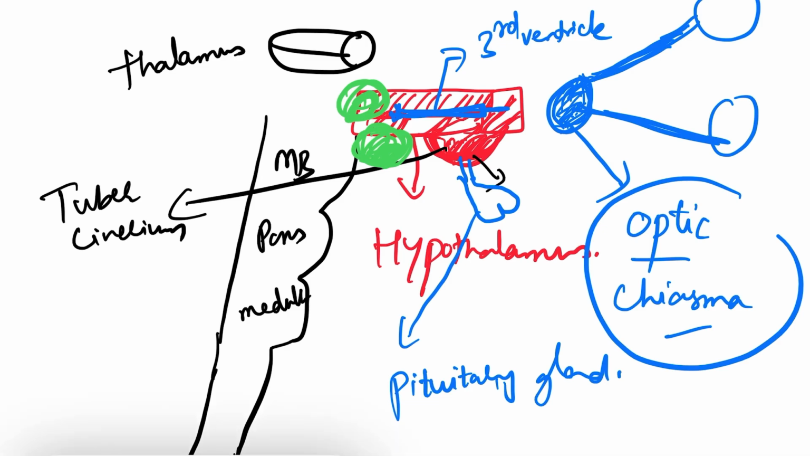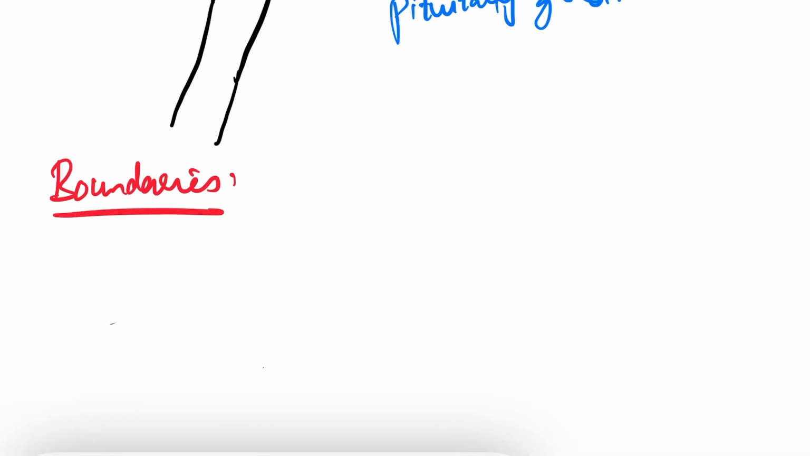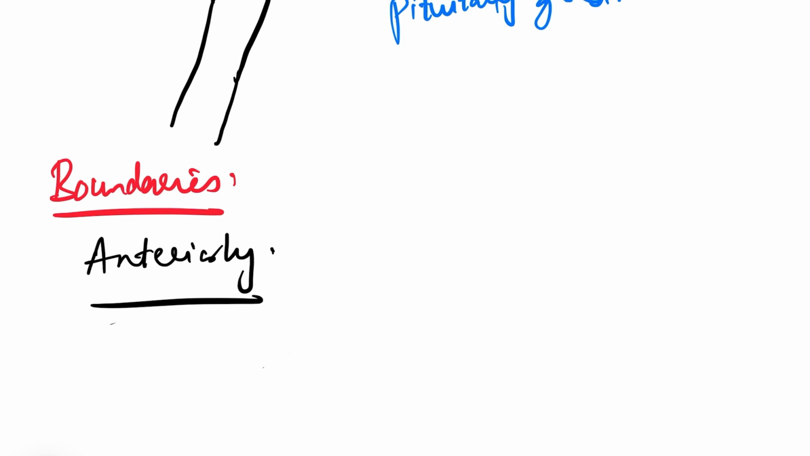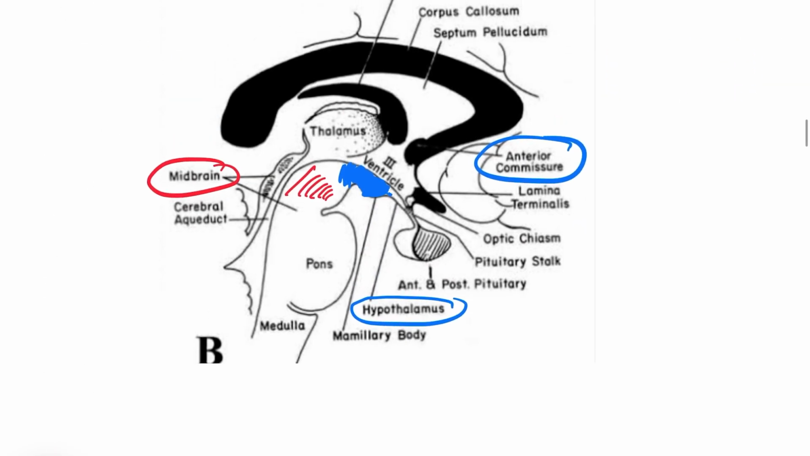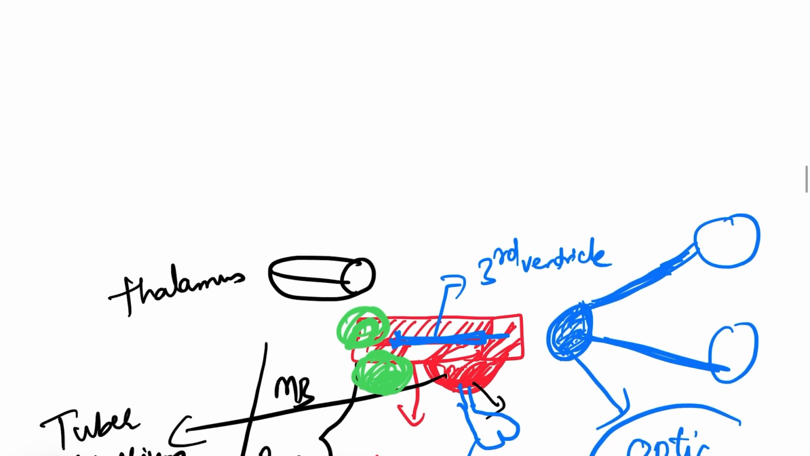So let us discuss the boundaries of the hypothalamus. First we'll see anteriorly. Anteriorly, it extends up to the anterior commissure and the lamina terminalis, okay. You can see in this diagram, it extends from the anterior commissure and the lamina terminalis. Anteriorly there is the lamina terminalis, which extends from the optic chiasma to the anterior commissure.